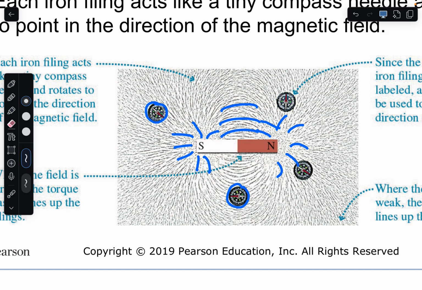Oh, I see. There's little magnets under here. Okay. Are there?